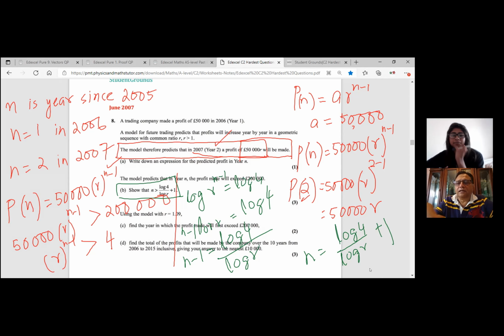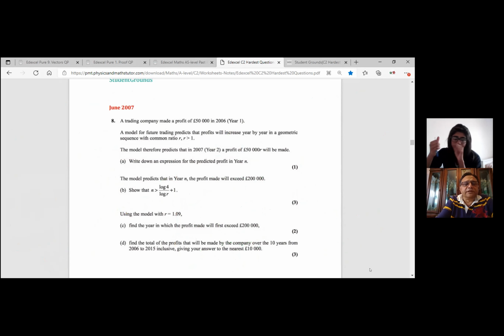Yeah, I did. And then I'll erase the screen. You have written, right? Yes, I have. So let me just clear the screen. Now, can you read further? Yeah, so using the model with r equal to 1.09, part C, find the year in which the profit made will first exceed 200,000. Okay.